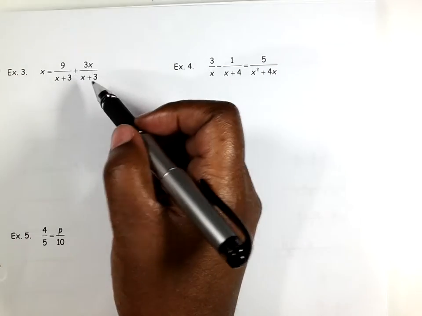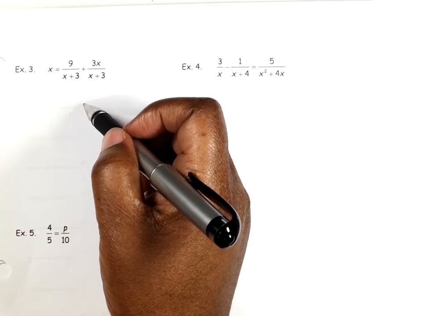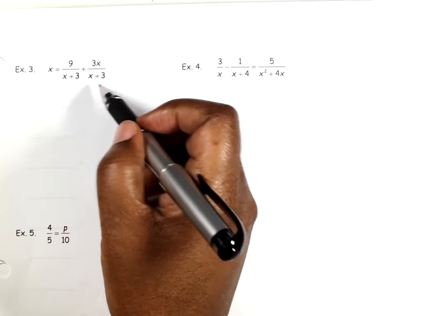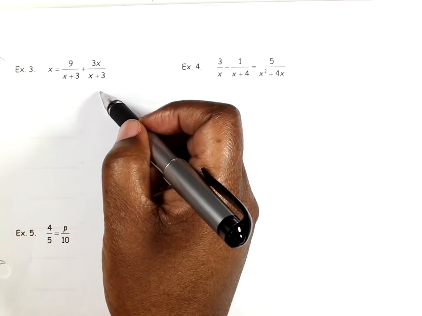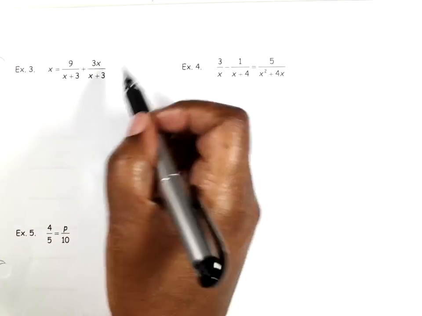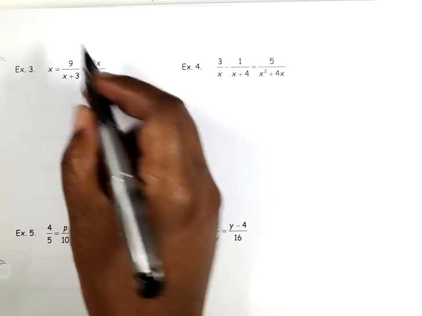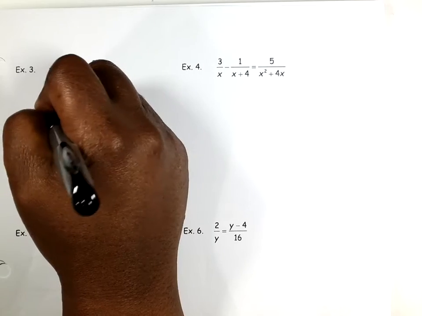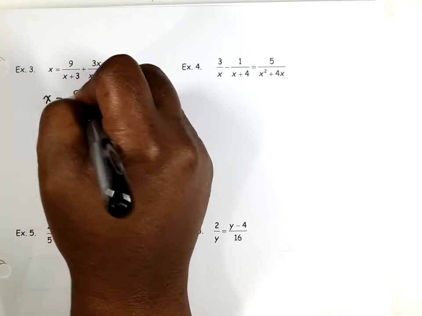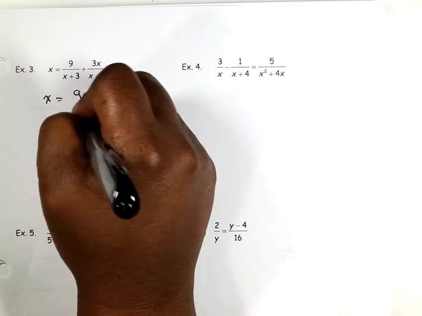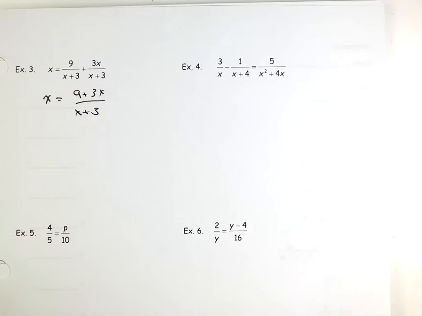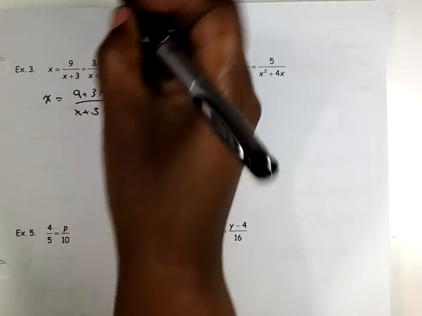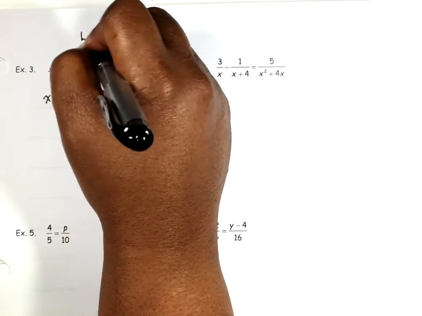Okay, here we have 9 over x plus 3 plus 3x over x plus 3. So these already have a common denominator. To make my life a little bit easier, I'm going to add these terms together before I clear them out. So x equals 9 plus 3x over x plus 3. The only denominator I have to worry about is the x plus 3. So that is my LCD.